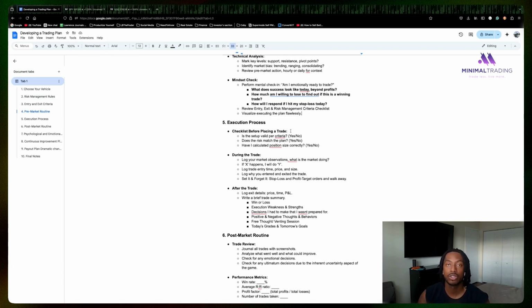So here's a couple things that you can put on your checklist. Is the setup valid per the criteria? Yes or no? Does the risk match the plan? Have you calculated the position size correctly?